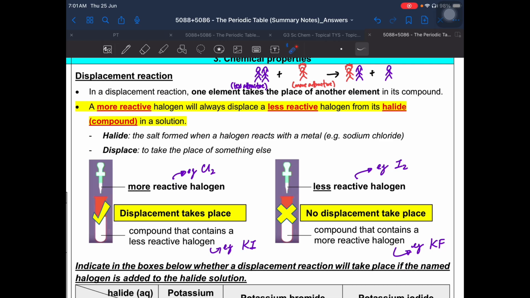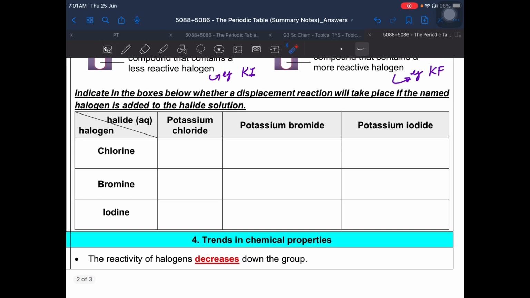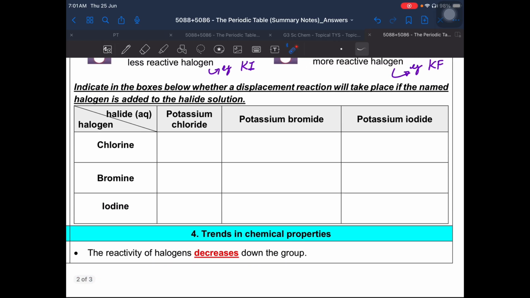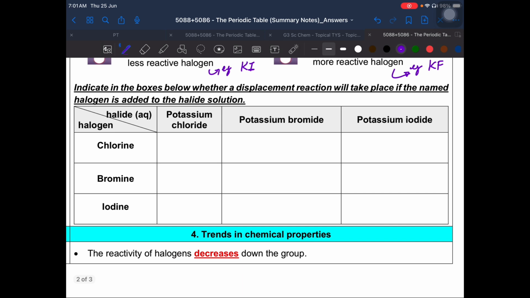Right? So how does this whole thing work out to be? Basically, we need to first know that there is a decrease in reactivity of halogen down the group. What this means is that fluorine is the king. It's the most reactive one, followed by chlorine, followed by bromine, followed by iodine, followed by astatine. Right? So there is this trend.